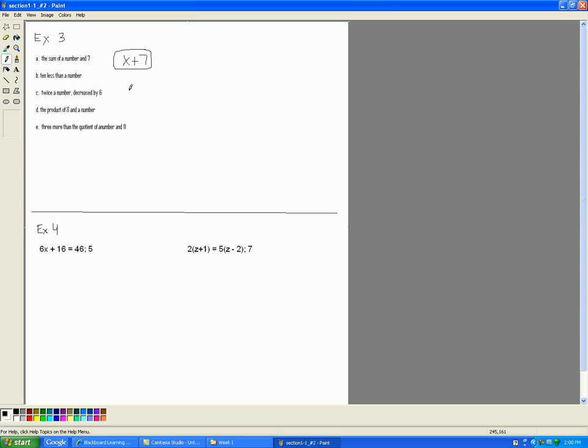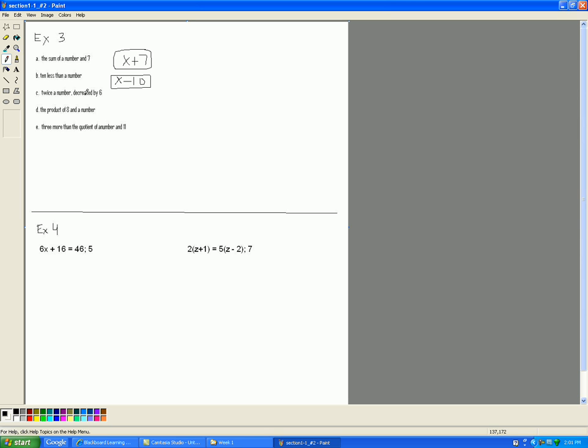B, 10 less than a number. If we look at our chart, we see that less than, or anytime you see something like decrease or minus or decreased by, those are terms for subtraction. Now it's real important to look at the order of this. 10 less than a number. It's not saying 10 or a number less than 10. It's saying 10 less than a number. So in this case, they're telling us x, the number, minus 10. So the answer for this would be x minus 10, which is essentially 10 less than x.